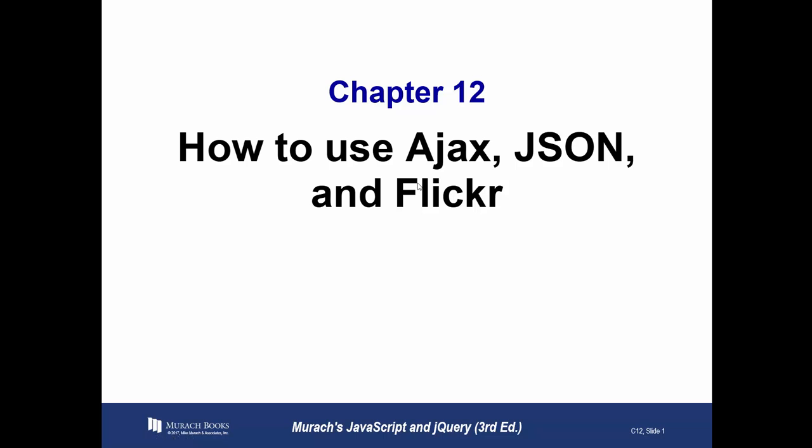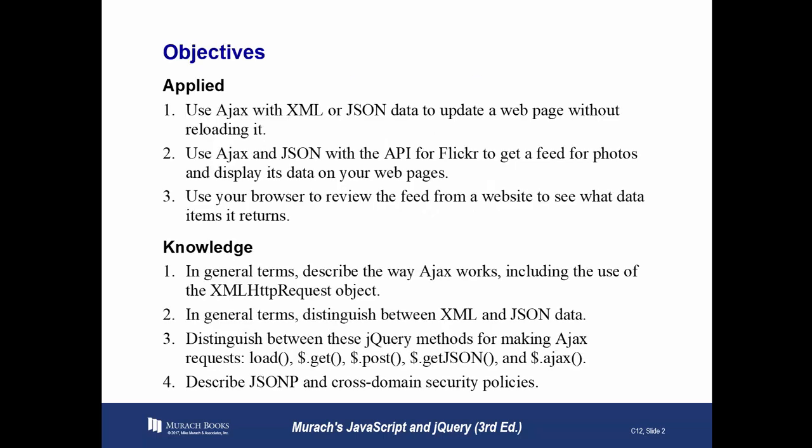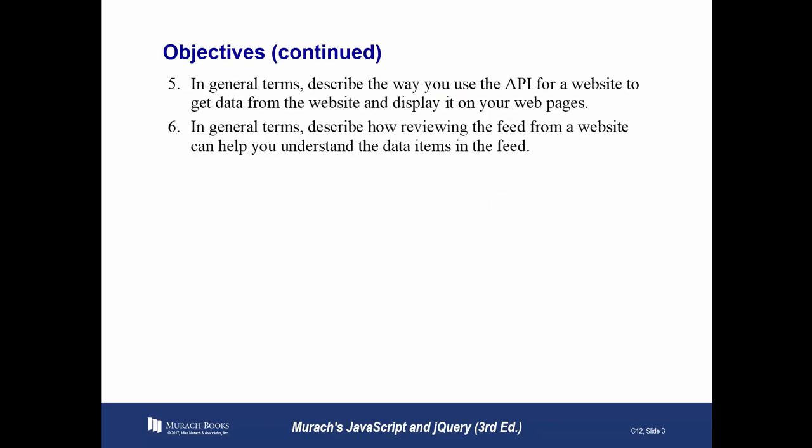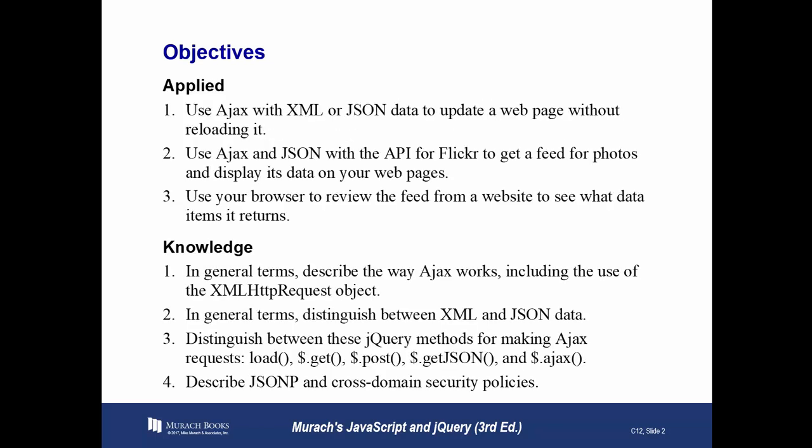This is Jeff Scott of Rankin Technical College, and I've been going over the slideshow presentations for Murach's JavaScript and jQuery 3rd edition as part of the AWD Application and Web Development 1000 Web Technologies class. I'm up to Chapter 12 of 18. As you can see, the chapter is entitled How to Use Ajax, JSON, and Flickr. We have 3 applied objectives and 6 knowledge objectives.